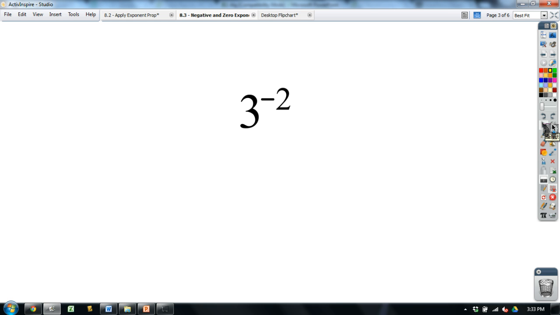Let's say you have a number that says 3 squared, right? What does this mean? This means repeated multiplication, right? I'm going to multiply 2 times, so it's 3 times 3. Okay, that's what it says. So what 3 to the negative 2 says is you're going to do repeated division.